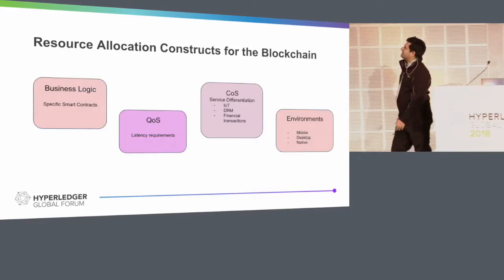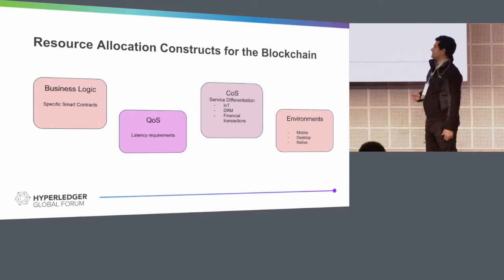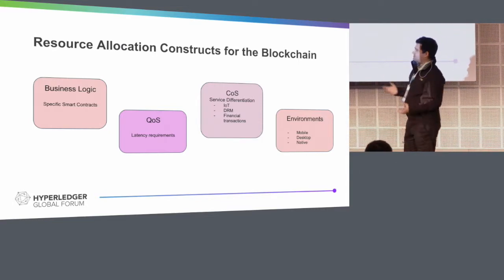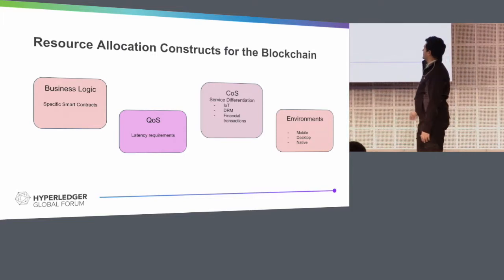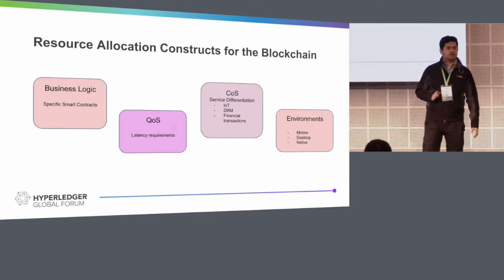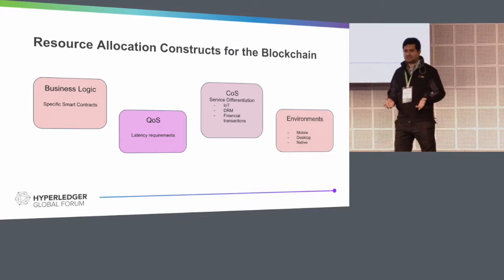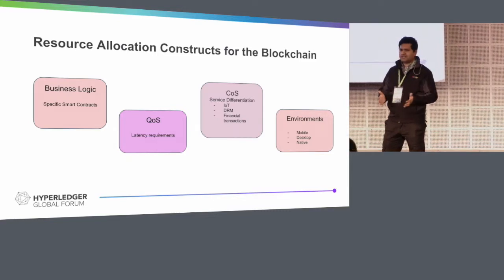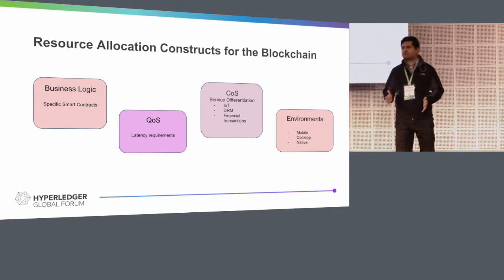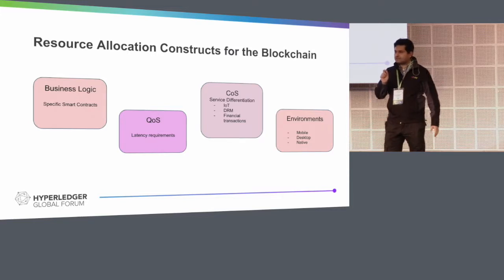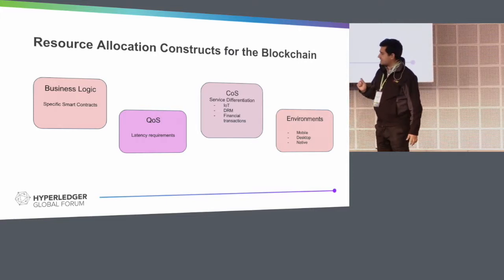But before we look at that, when we talk about resource allocation, let's look at the constructs for the blockchain ecosystem. You've got business logic, specific smart contracts. You've got quality of service, which is essentially reflected in latency requirements. But you also have classes of service. What does this mean? Examples of this are IoT, DRM, and financial transactions. These are all very different classes of service. They all have very different environments and ecosystems and very different requirements. So you need to be able to differentiate between these classes of service when it comes to how you're going to allocate resources. This is an important point.